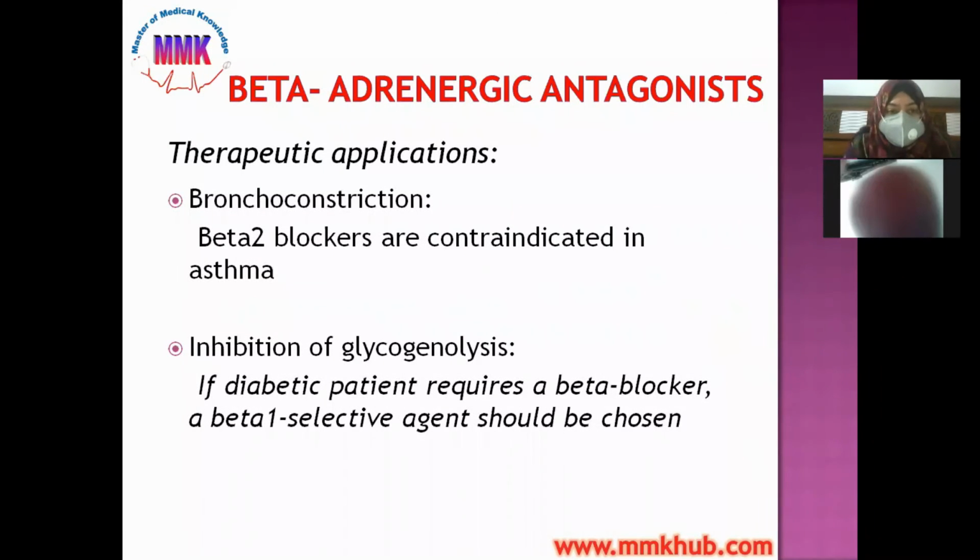As beta 2 receptors are present on the bronchioles, when we use non-selective beta blockers, they will cause bronchoconstriction, hence they are contraindicated in asthma. It also leads to inhibition of glycogenolysis. So if a diabetic patient requires a beta blocker, a beta 1 selective agent should be chosen.